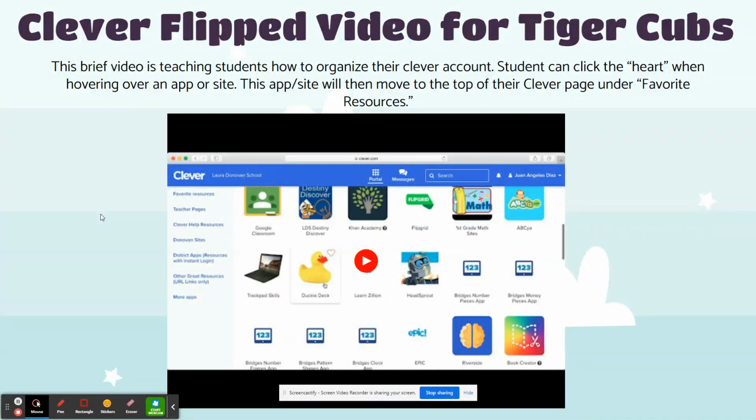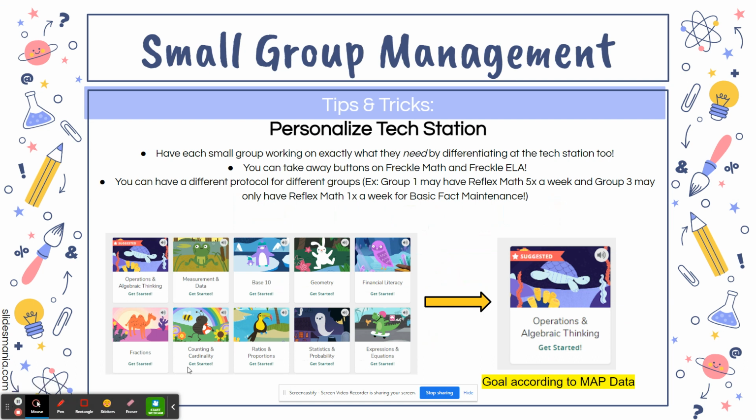Another tip, and I know that I came into some classrooms and we already did this, is that students can personalize their own Clever account, and they can organize by clicking this little heart, and it'll then go up into their favorites. So if we help students and teach them how to organize their Clever, they'll be able to get to the activity or the website such as Reflex Math a lot quicker when they're at that tech station. In that last slide, if I did not come to your classroom and help students organize their Clever account, you could just simply play that video and have students follow along.